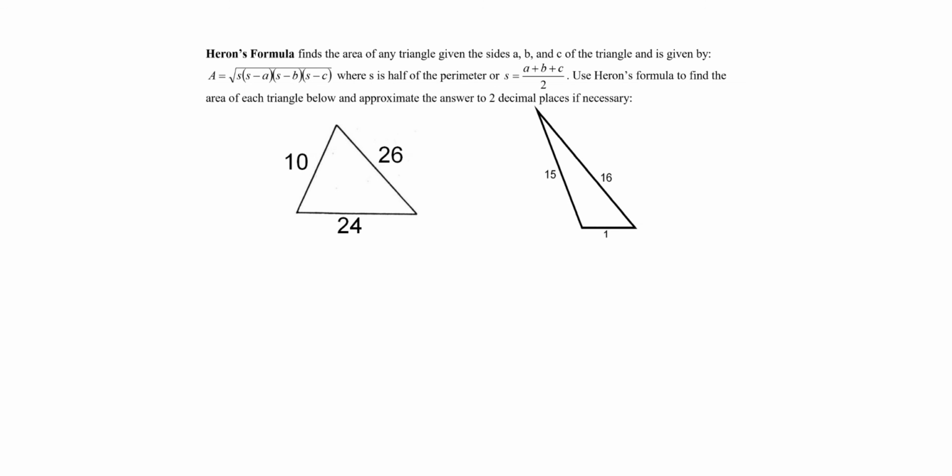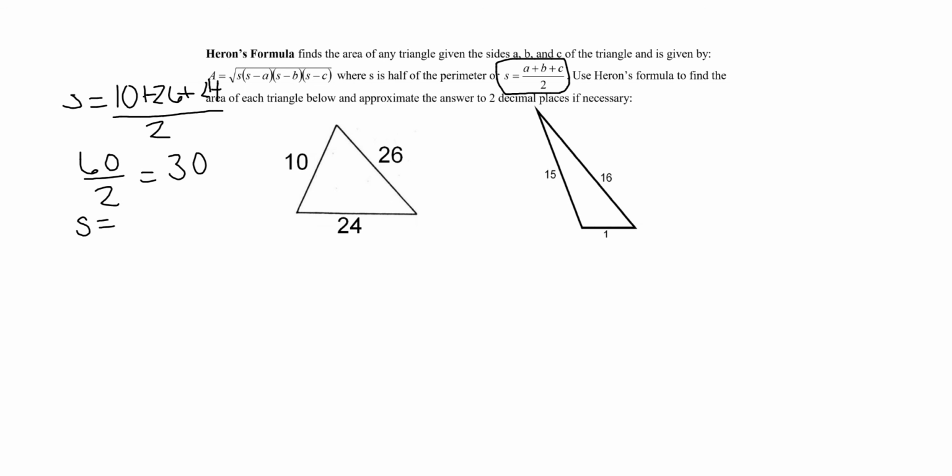So the first thing we have to do to solve this is find S each time. So what you're going to do, your perimeter, remember, is when you add up all your sides. So for this first one, to find S, I'm going to add 10 plus 26 plus 24 and divide it by 2. So when I add 10 plus 26 plus 24, it gives me 60. 60 divided by 2 will give me 30. So S in this problem equals 30.